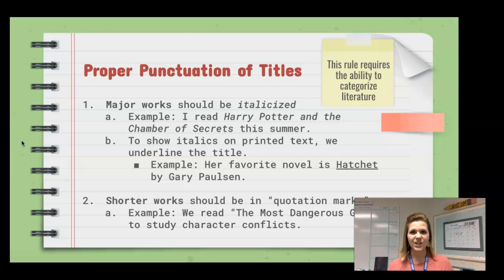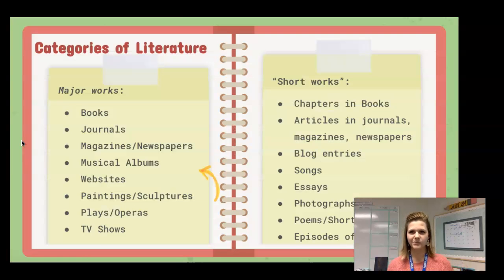Now, on this slide, I just told you that in order to determine which piece of punctuation you should use, you need to know which category the literature falls in. So on this next slide, I have broken it down for you. These are our categories of literature. Like I just said, it's either going to be considered major works or short works. Major works, again, should be italicized or underlined. Shorter works are always going to be in quotation marks.